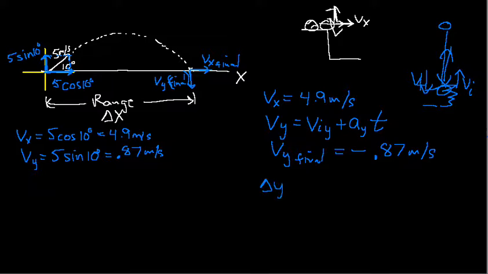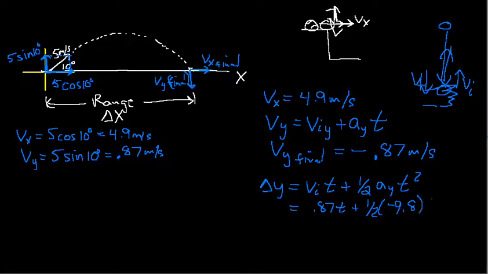We look at the change in y as the initial velocity times time plus 1/2 a t squared. We know that the initial velocity is going to be 0.87 times time plus 1/2 negative 9.8 t squared. So we can factor out a t: 0.87 minus 4.9 t.